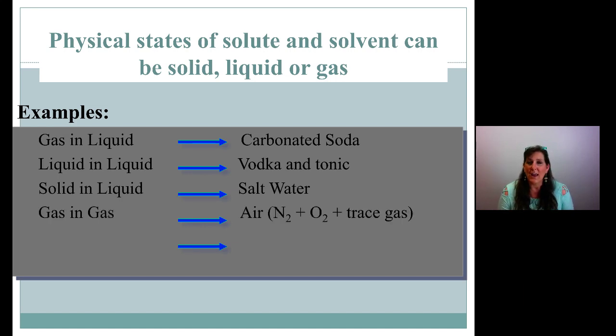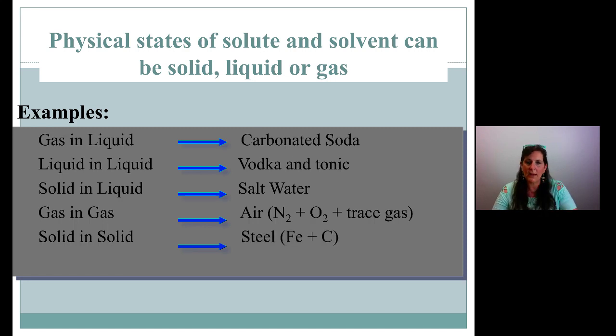Finally, we can even have a gas solution, because all gases mix together. Air is not just one gas. Do you know what the main gas in air is? Okay, it's not oxygen, it's actually nitrogen. Nitrogen makes up the majority of air, where oxygen and all our other gases would be the solutes in the nitrogen solvent. So air is a gas solution.